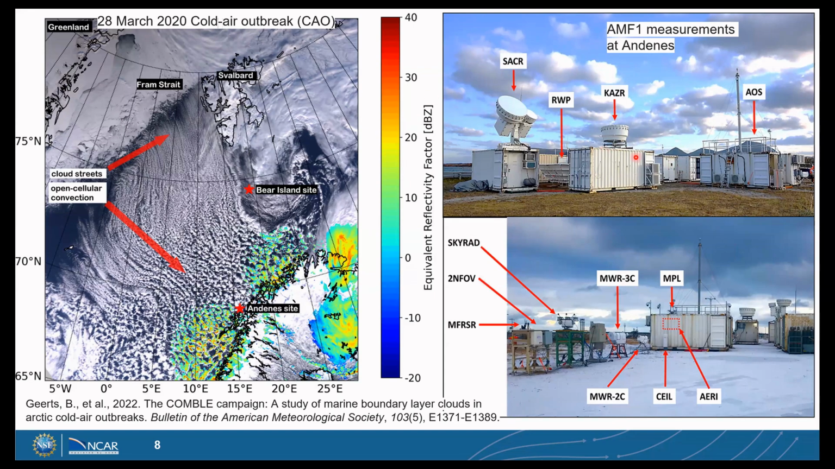This is just an overview of the measurements that were taken at the AMF1 sites. We had a couple of radars, a scanning radar, a vertically pointing Ka-band radar, which I'll be showing quite a bit, an aerosol observing system, a radar wind profiling system, and some other measurements related to microwave radiometry and micropulse LiDAR.